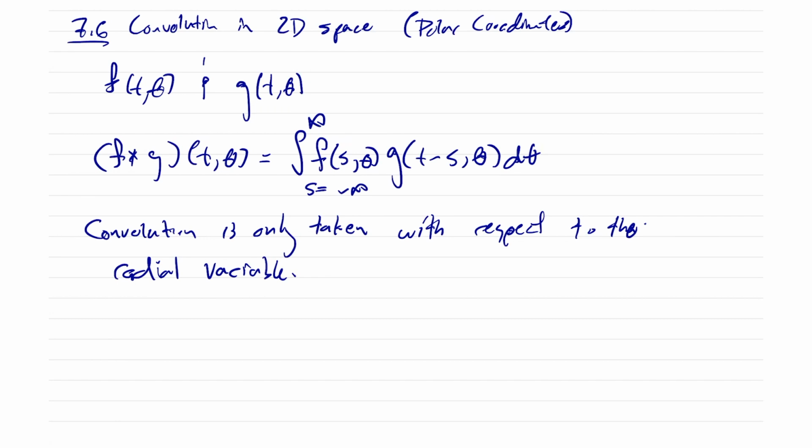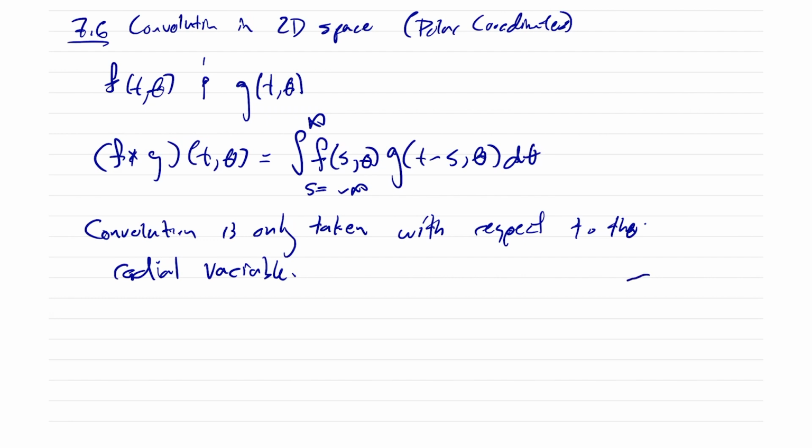Okay, but all the other ideas still stick in there, like commutativity and the application of the Fourier transform, et cetera. Just because, generally when we're taking the Fourier transform, we're really only taking it with respect to the radial variable. So since this convolution only applies to the radial variable, everything else works out nicely.